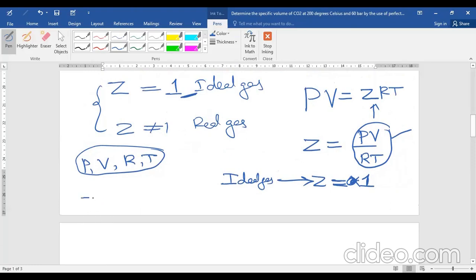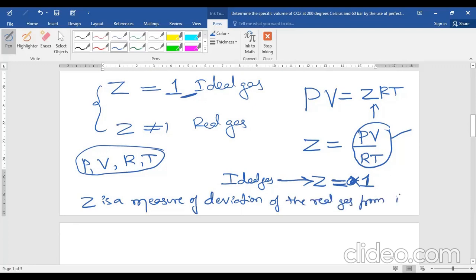I will write here: Z is a measure of deviation. Deviation means changing. Deviation of the real gas from ideal gas. You can say it easily.